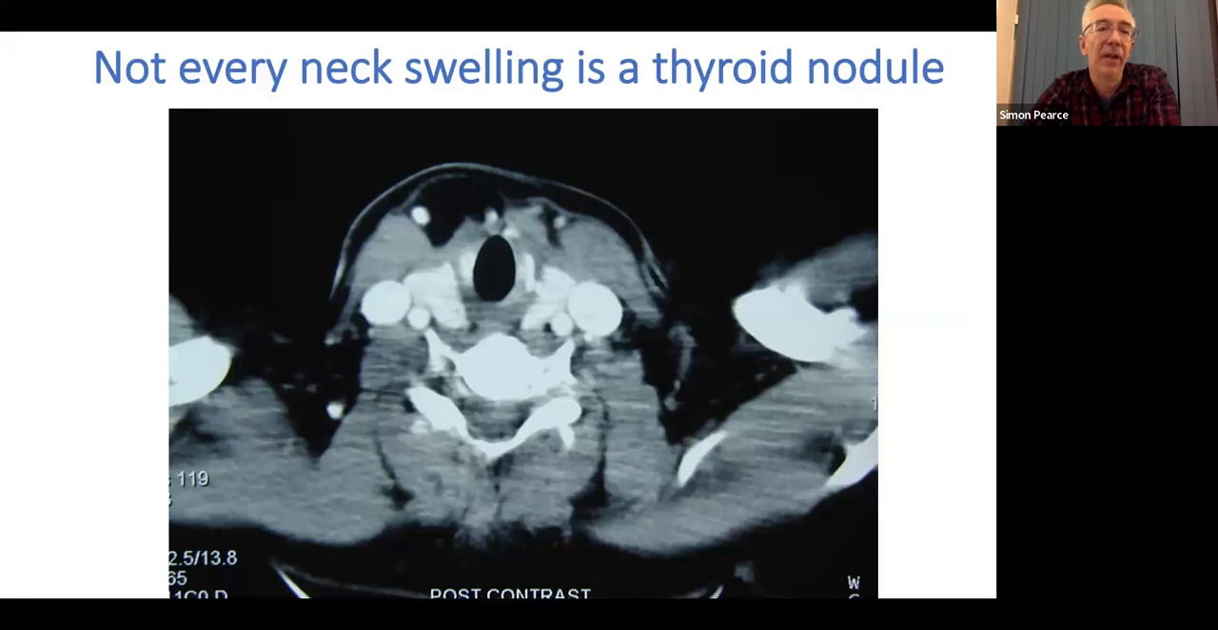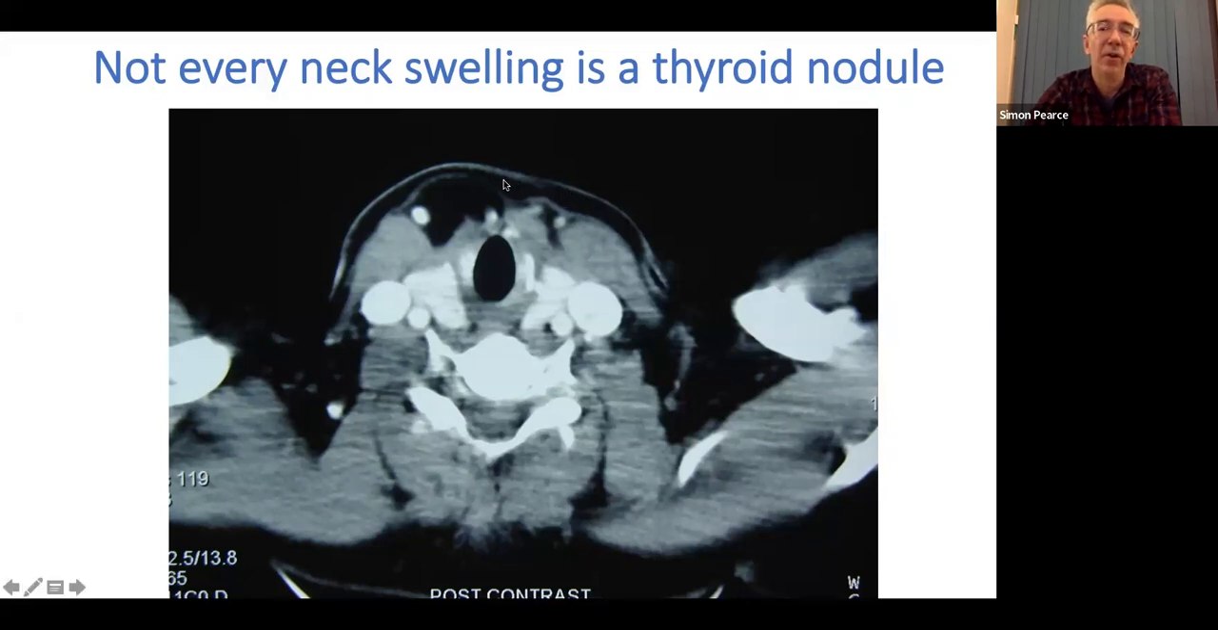And so the last thing is, not every nodule in the neck is a thyroid nodule. So this is just a fellow who was referred to me, and the GP thought it was a thyroid nodule. I didn't do the scan actually; the surgeons did. But this was an office worker, back in the days when office workers always wore a tie. And you can see his thyroid.